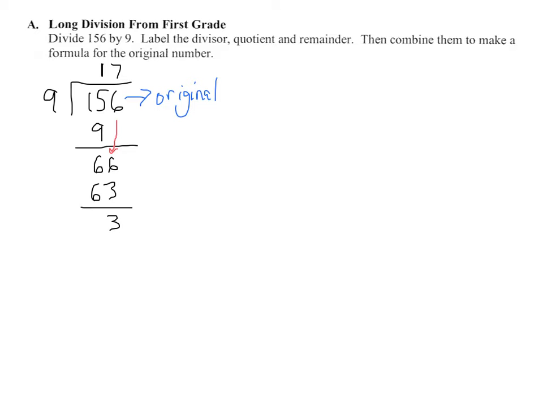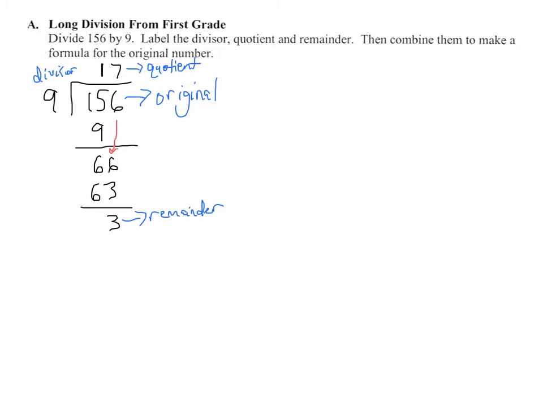Okay, that's the original. The divisor is 9. The quotient is 17, so the answer to the division problem. And then 3 would be the remainder. So we've labeled everything, but if I wanted to show how everything went back together, there are a couple ways I could do that.